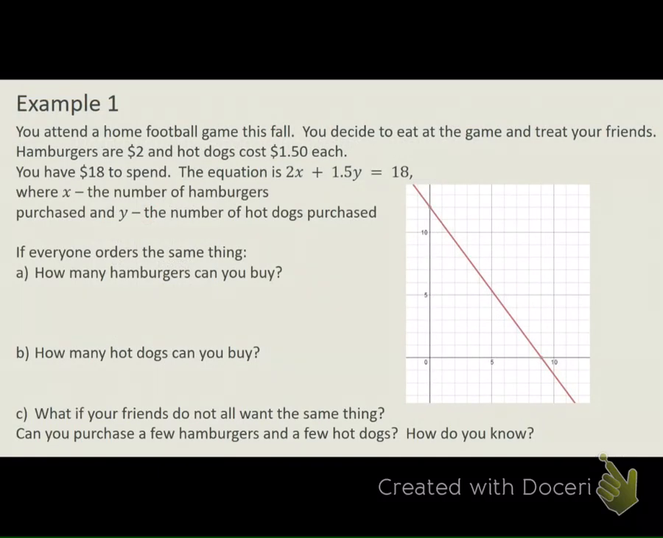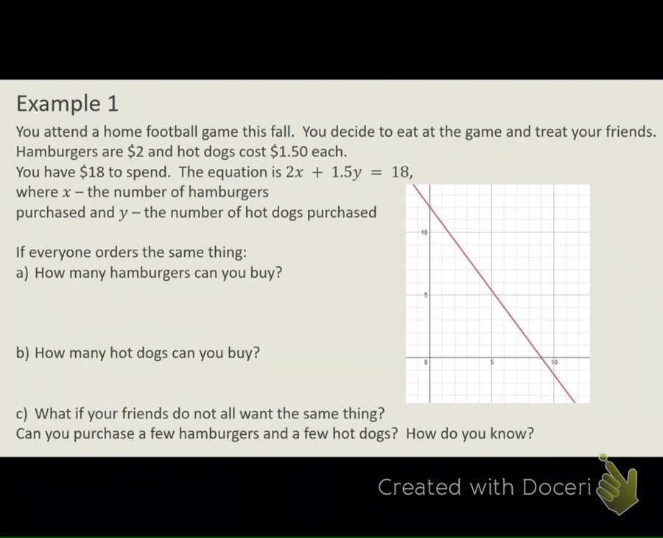Okay, you attend a football game this fall. You decide to eat at the game and treat your friends. Hamburgers are $2 and hot dogs are $1.50 each. You have $18 to spend. The equation 2x plus 1.5y equals 18 is what represents this, where x is the number of hamburgers purchased and y is the number of hot dogs.